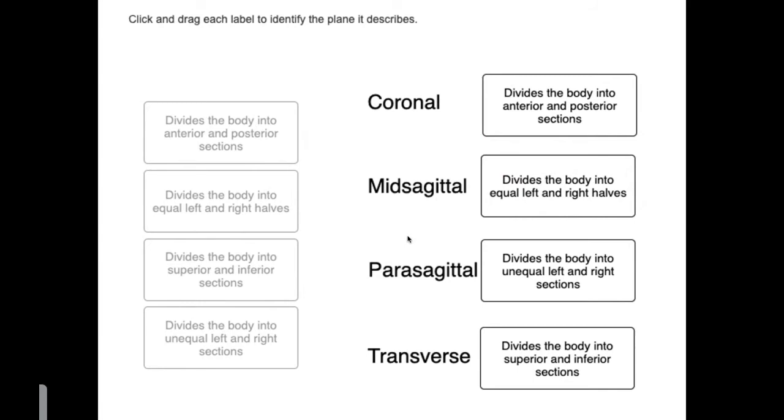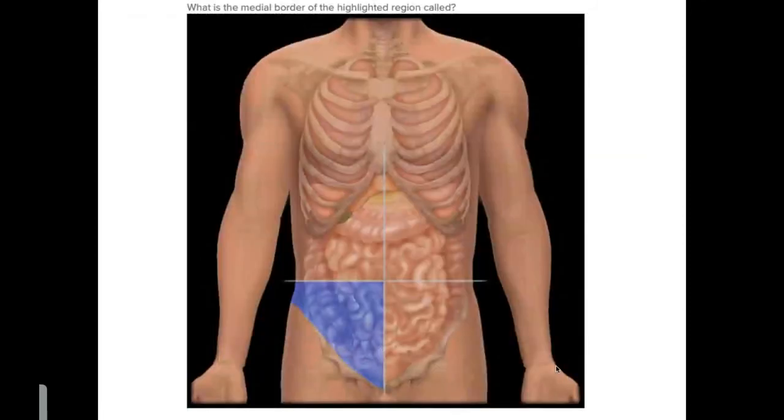Here was drag and drop. So what divides the body into an anterior and posterior section? That's the coronal. What divides the body into an equal left and right half? That's called a mid-sagittal. What divides the body into an unequal left and right section? So again, that's going up and down, but it may not be right in the center. Maybe it's off center, so it's parasagittal. That's going to divide the body into an unequal left and right section. So know the difference between mid-sagittal and parasagittal. And then transverse plane divides the body into superior and inferior sections.